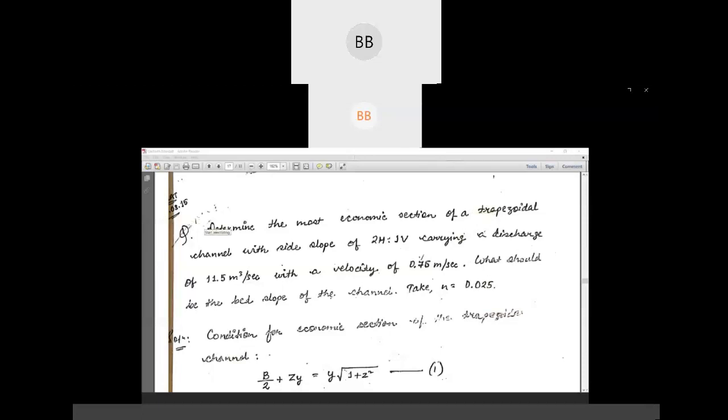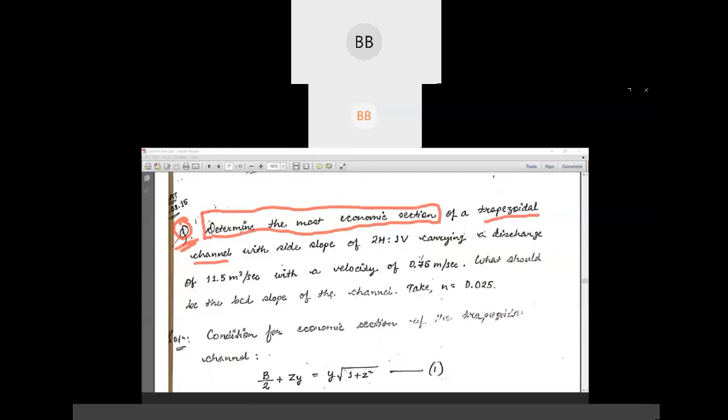Okay, next numerical. Here we have to determine the most economic section. Those things you have already studied, and I asked you to study on your own. Here we don't need a derivation, only the condition. What will be the economic section condition for a trapezoidal channel? This is an example of a numerical for economic section.